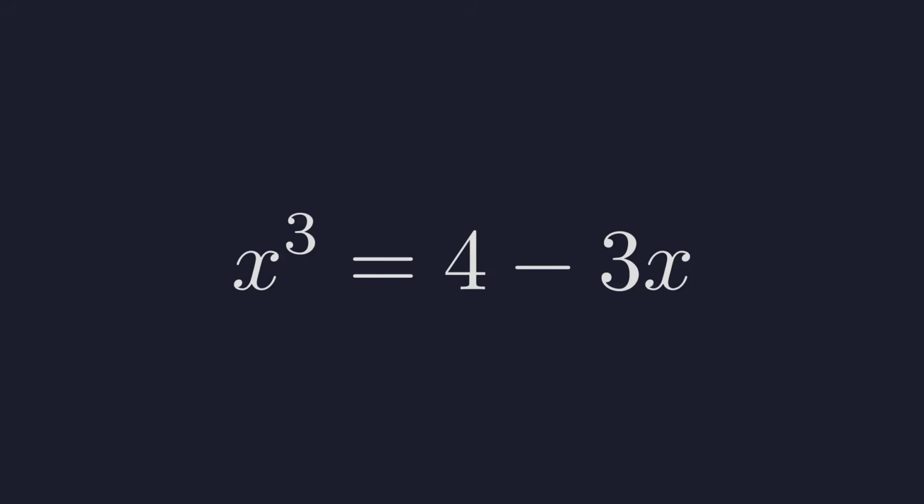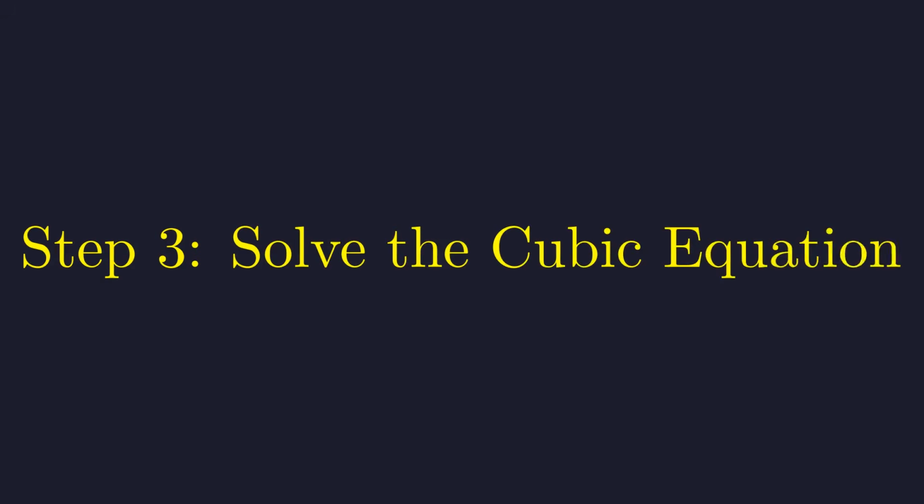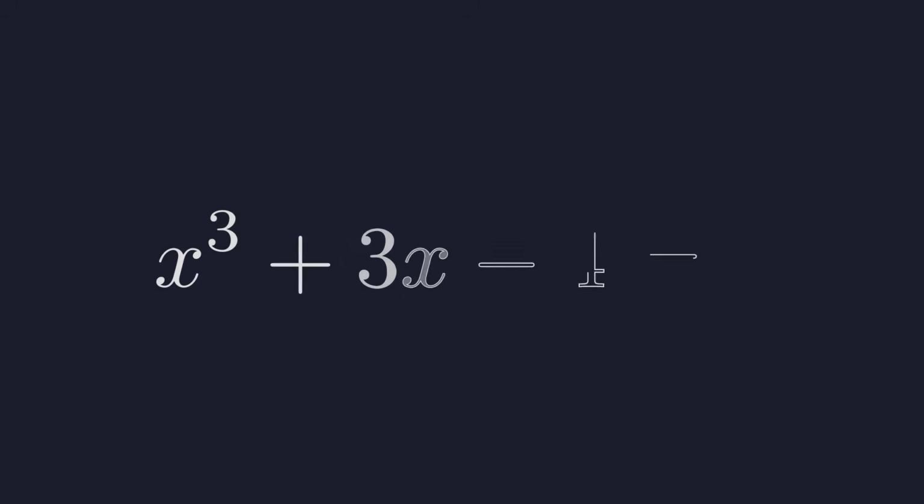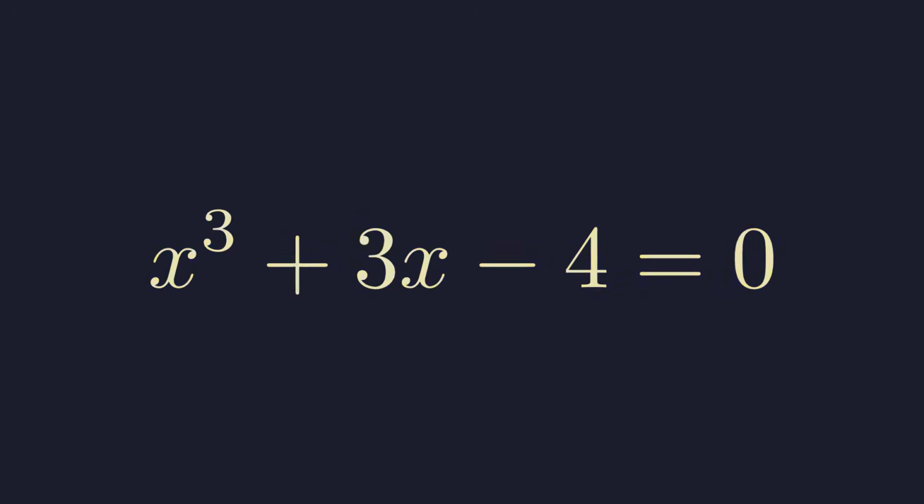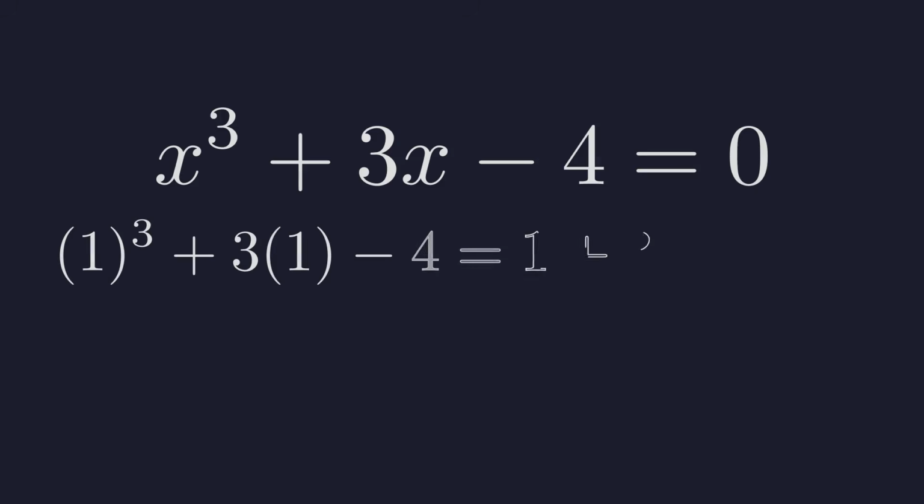This leaves us with the remarkably simple cubic equation. x cubed equals 4 minus 3x. We have transformed our problem into solving this cubic equation. First, let us rearrange it into standard form. x cubed plus 3x minus 4 equals 0. We can look for simple integer solutions by testing the factors of the constant term, which is negative 4. Let us test if x equals 1 is a solution. Plugging in 1, we get 1 plus 3 minus 4, which is indeed 0. So x equals 1 is a root.